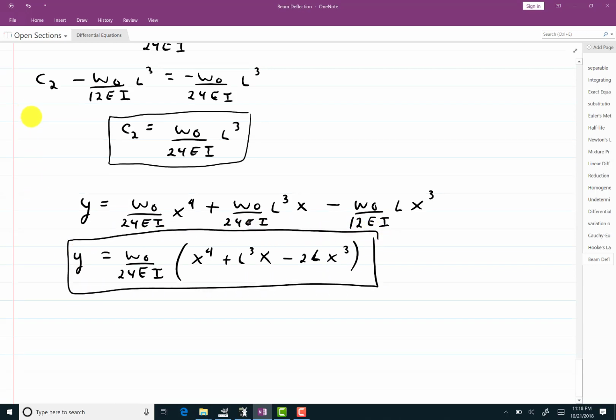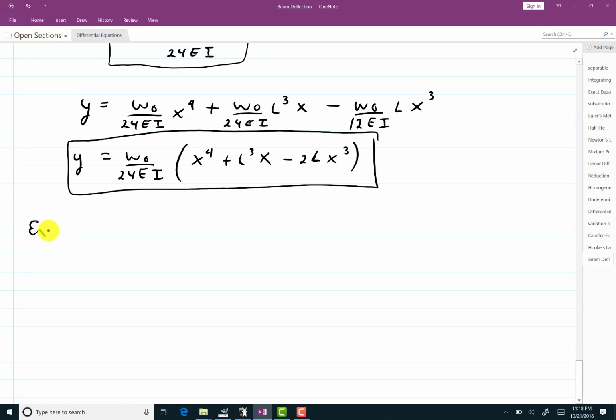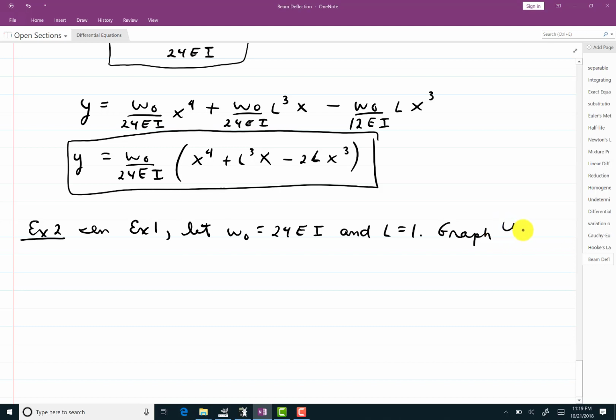My next example. In example 1, let W naught equal 24 EI and L equals 1. Graph the resulting function.